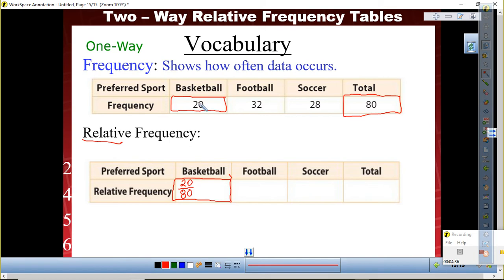Twenty over 80, because it's 20 out of 80. Everybody see how we're relating this to the total? That's why it's called relative frequency, because we're relating this number to the total number. Therefore, let's simplify this. Can we divide by 20 top and bottom? So it's 1/4, and what is 1/4 in decimal? 0.25. Copy that. That's how we fill a relative frequency table. And it has to be related to what, everyone? To the total. To the total.